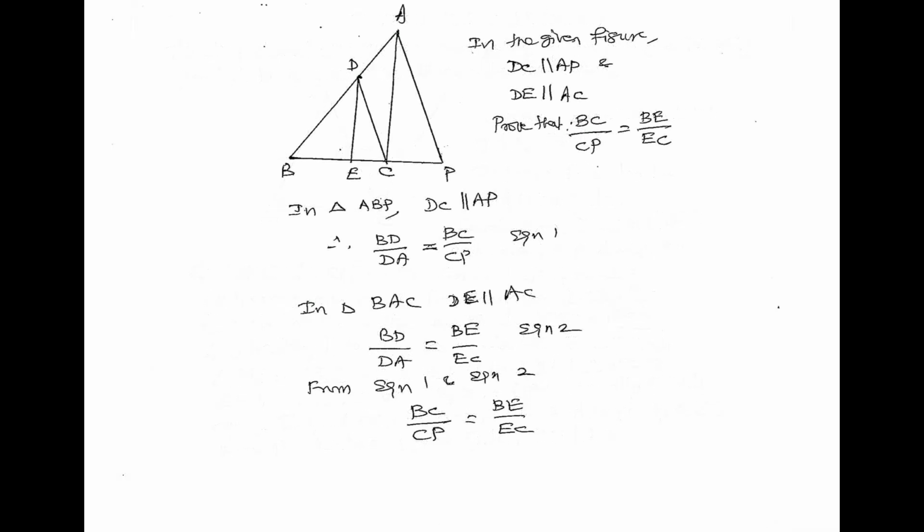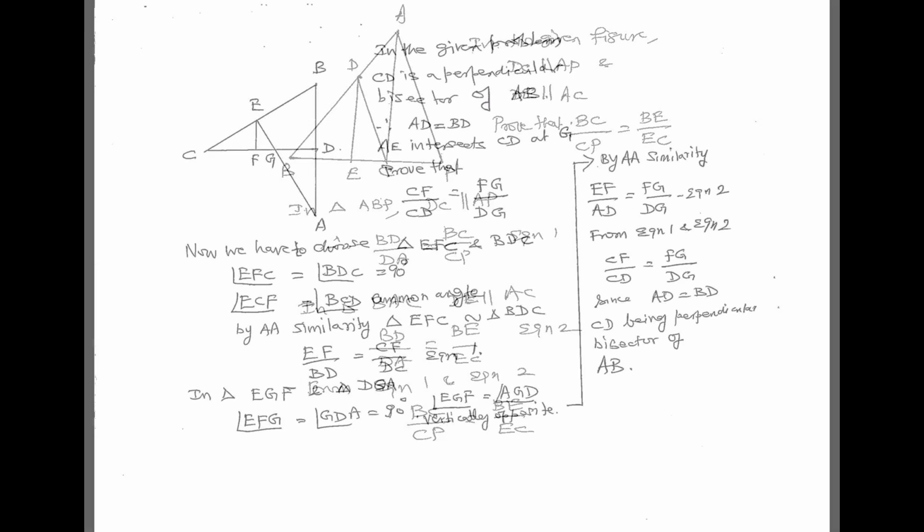In the next slide, in the given figure, DC is parallel to AP and DE is parallel to AC. We have to prove that BC by CP is equal to BE by EC. In triangle ABP, DC is parallel to AP, so BD by DA is equal to BC by CP. Let us keep this as equation 1. In triangle BAC, DE is parallel to AC, therefore BD by DA is equal to BE by EC. Keep that as equation 2. Combining equations 1 and 2, BD by DA being common, BC by CP is equal to BE by EC. Hence proved.